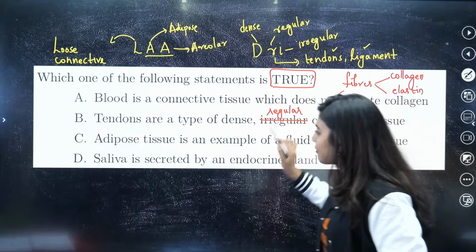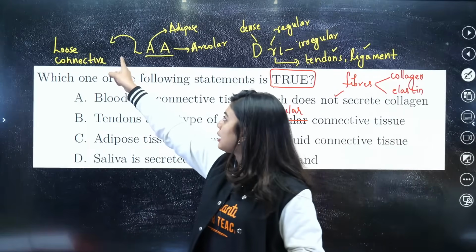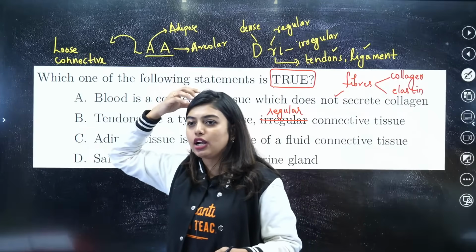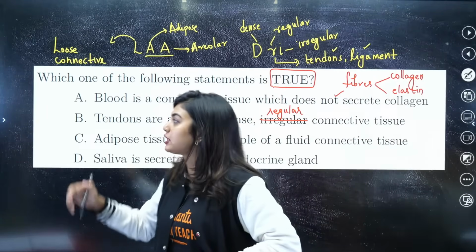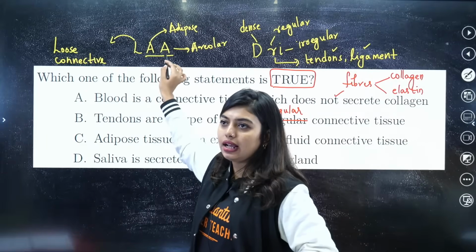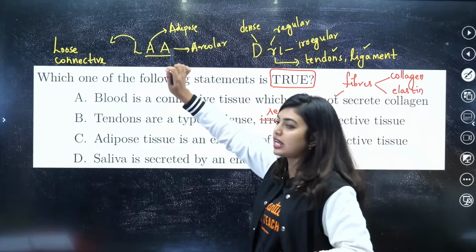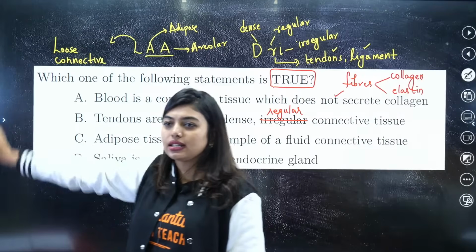So here the question is, tendons are a type of dense irregular connective tissue. Wrong statement, regular. Adipose tissue is an example of which type of connective tissue? Look here and tell me. L stands for loose connective tissue. Example is adipose and areolar. Look at this and try to tell me.